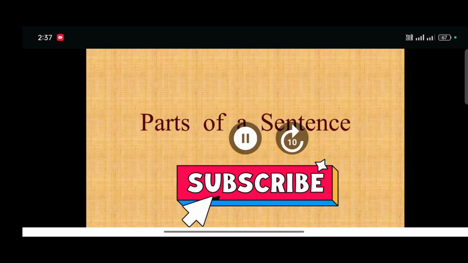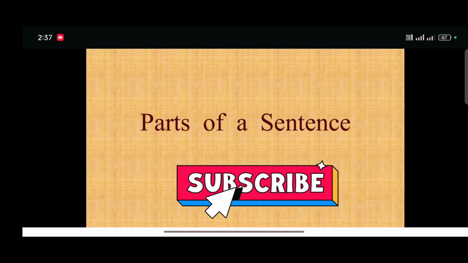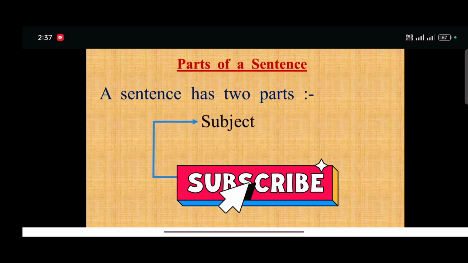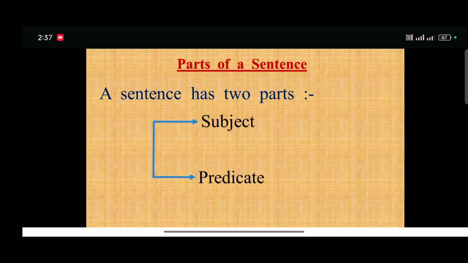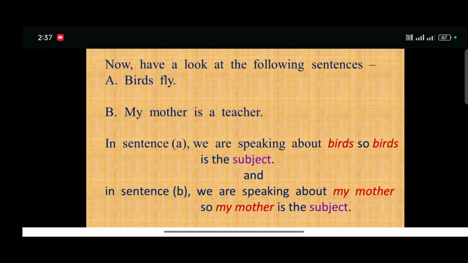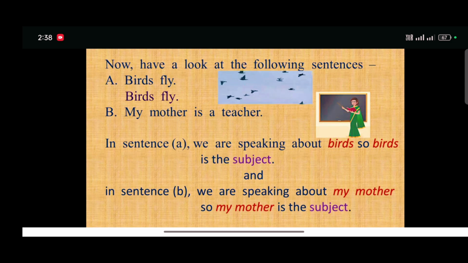In this module, we shall learn the parts of a sentence. A sentence has two parts, subject and predicate. Look at the following sentences and repeat them after me. Birds fly. My mother is a teacher.